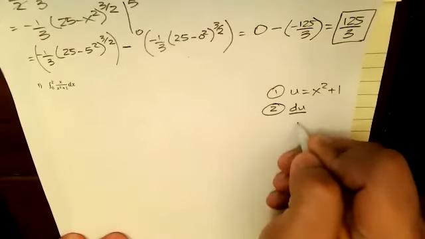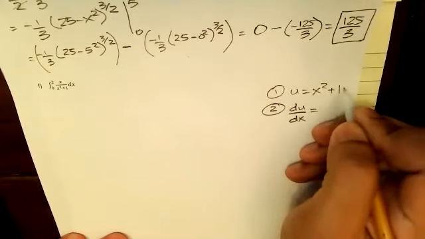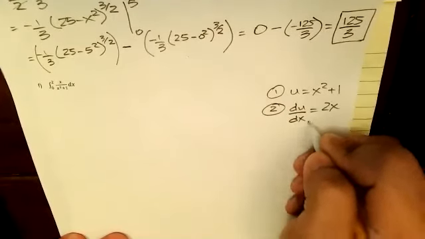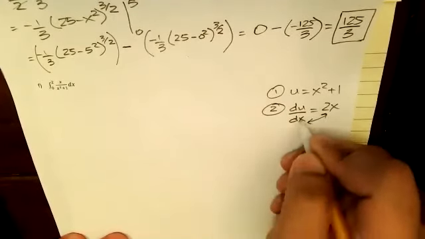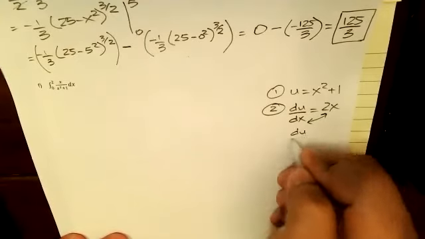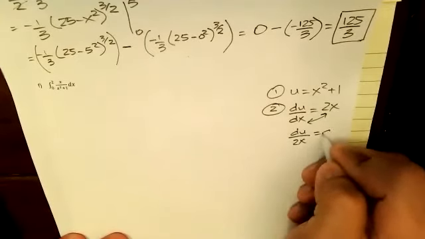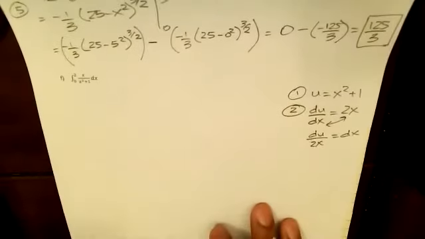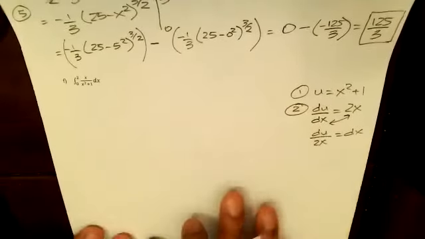Then I'm going to find the derivative of that. The derivative of x squared plus 1 is 2x. And then, what we discussed last time, we're going to get dx by itself. So you have du over 2x equals dx.